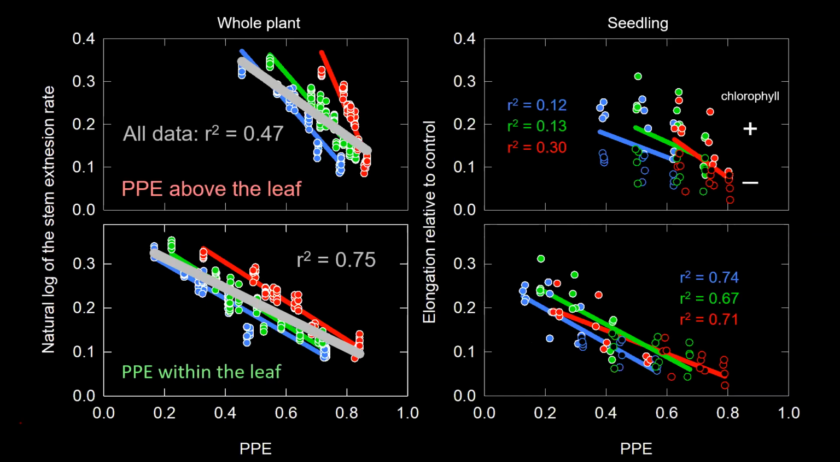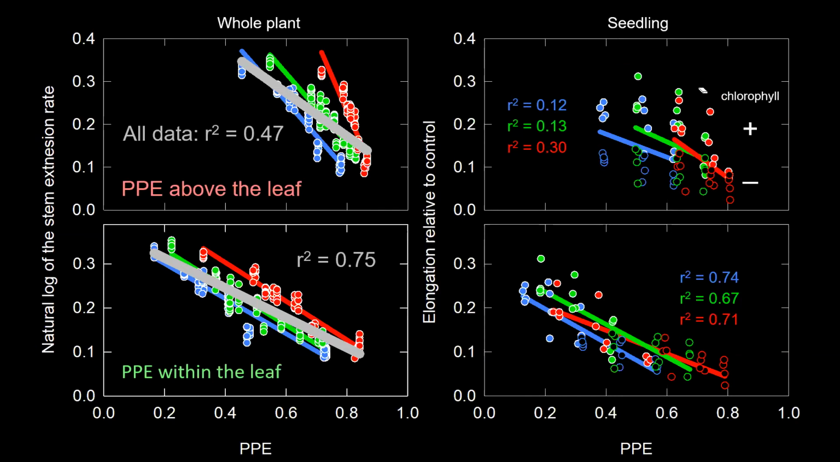So we again applied our weighting factors to these seedlings and saw how elongation was correlated with estimates of PPE. So these graphs on the left-hand side of the screen are the same two graphs I had already showed you, and these graphs on the right are the new seedling studies. So with this seedling study, these filled in circles up here are the seedlings with chlorophyll, and these open circles down here are the seedlings without chlorophyll.